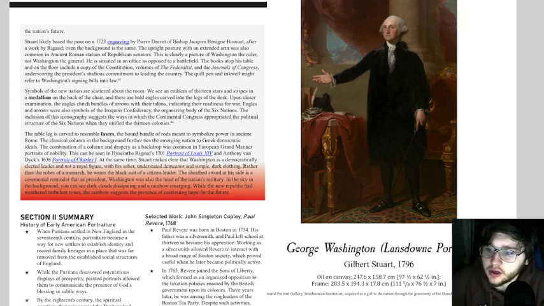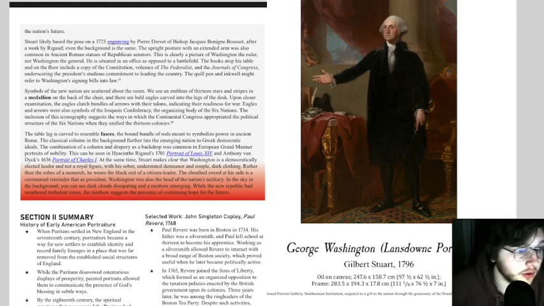With his sober, understated demeanor and simple dark clothing, rather than the robes of a monarch, he wears a black suit of a citizen leader. The sheathed sword at his side is a ceremonial reminder that as president, Washington was also head of the military. In the sky in the background, you can see dark clouds dissipating and a rainbow emerging. While the new republic had weathered turbulent times, the rainbow suggests the presence of continual hope for the future.